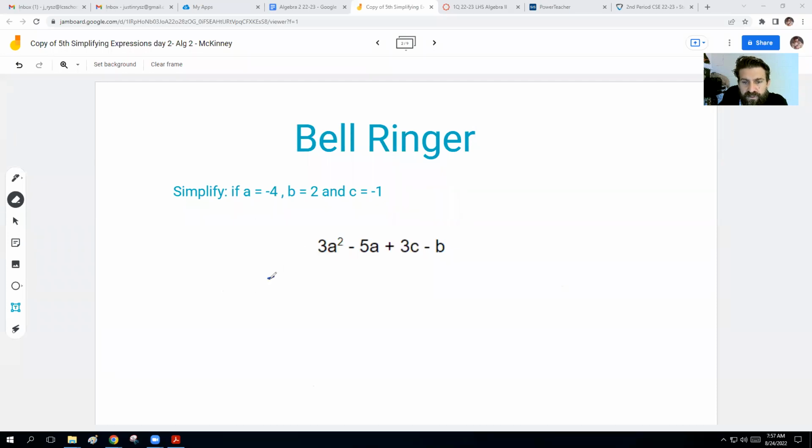Now, if you remember, what we're going to do is substitute or replace all these values here. So we got a is -4, we're going to put that in parentheses. Then we got -5, a is -4. And then plus 3, C is 2, put that in parentheses. Actually, C is -1. Don't go in order, Riz. Don't make that mistake. And then B is 2, so -2.